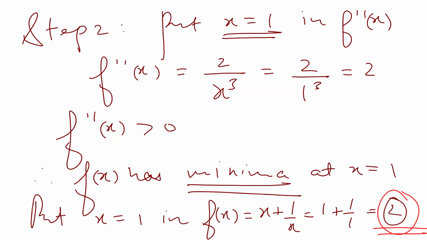Waiting for your feedback. 2 is x plus y, correct? So that is the minimum value. That is the minimum value of x plus y. It's not the maximum value. It's the minimum value of x plus y.